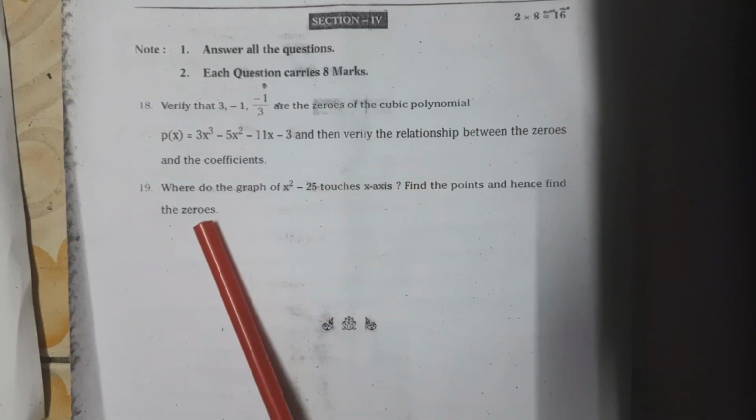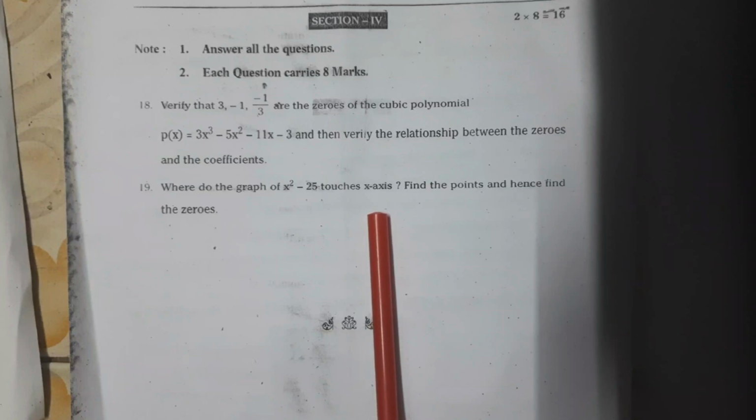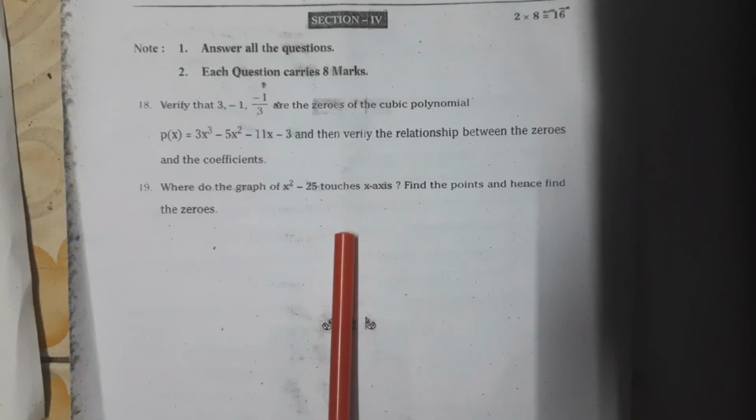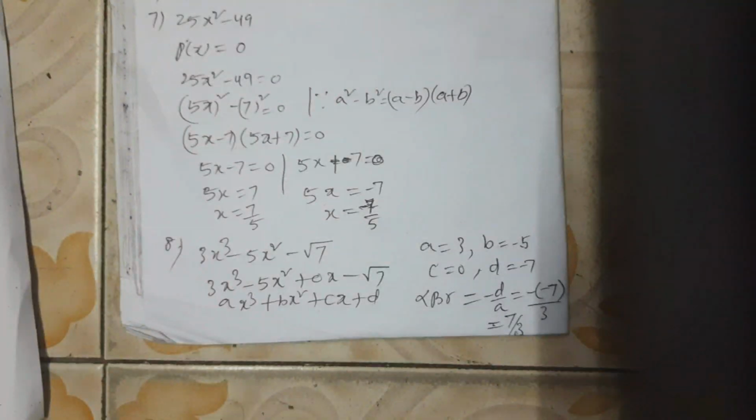So the 19th question: x square minus 25 touches the x-axis. Find the points, hence find the zeros also. This kind of sum is a graph sum. So definitely one graph sum, as well as a three zeros orientation sum is also coming. Now coming to the answers. Okay children, up to here I have shown the question paper as well as the bit part I said. Now we are going to discuss the question part.